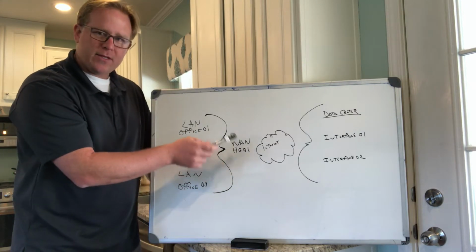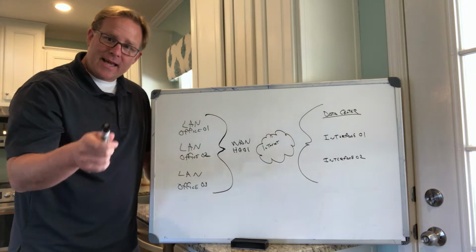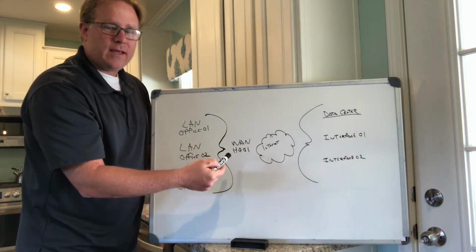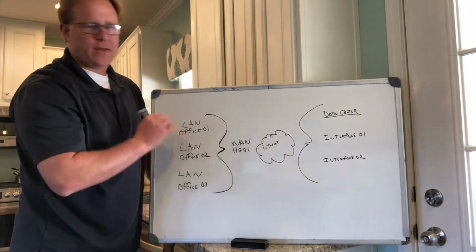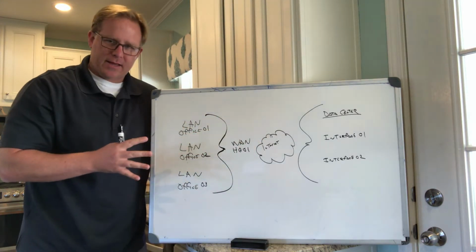Is it with the WAN, is there a router down? Is there a configuration error? Is the DNS, the domain name server, down because it's not resolving the address to the name for the data center? And anyway, I can go on and on and on about scenarios in a picture like this.